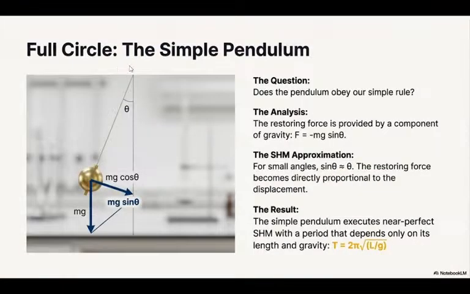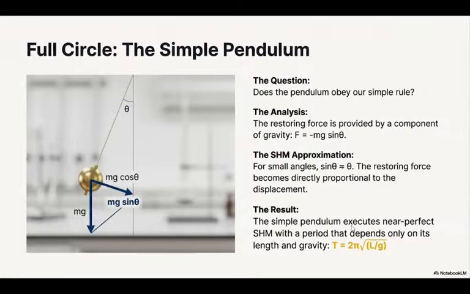Full circle, the simple pendulum. Question: does the pendulum obey our simple rule? Analysis: the restoring force is provided by the component of gravity, F = -mg sin θ. This is an approximation. For a small angle, sin θ ≈ θ, the restoring force becomes directly proportional to the displacement.